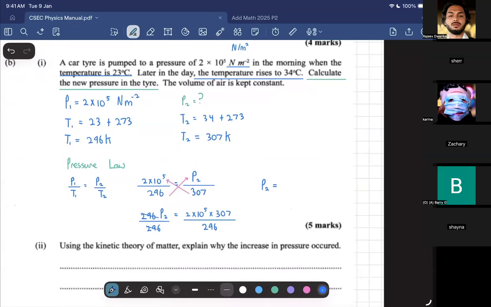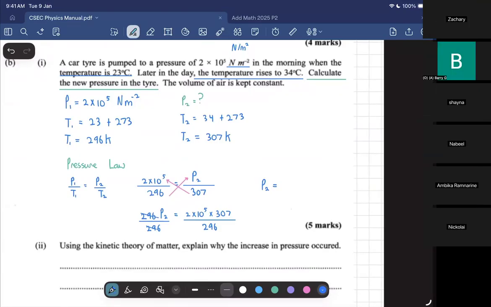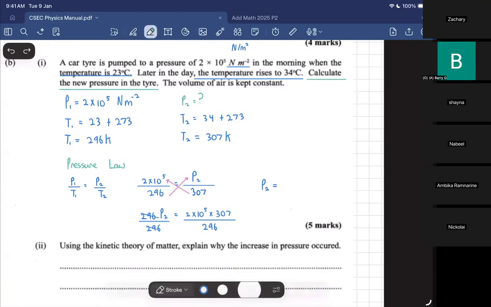So let me call on Nikolai. Hey Nikolai, you good? Yes, I'm good. Nice. Nikolai, plug this into your calculator and let me know what you're getting for P2. For P2, I get 2.07 by 10 to the power 5 newtons meter negative 2.